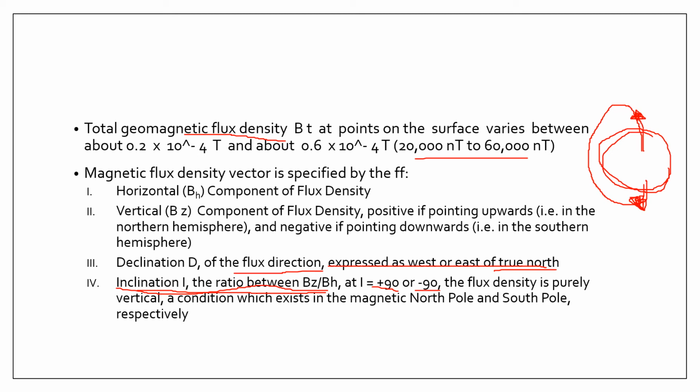So at the magnetic north pole, your flux density is purely vertical and pointing upward, so your inclination is positive 90. And then at the south pole, your flux density is vertical and pointing downward, so it is negative 90. At the equator, your flux density is almost horizontal, so you get an inclination equal to 0 degrees. It's purely horizontal.